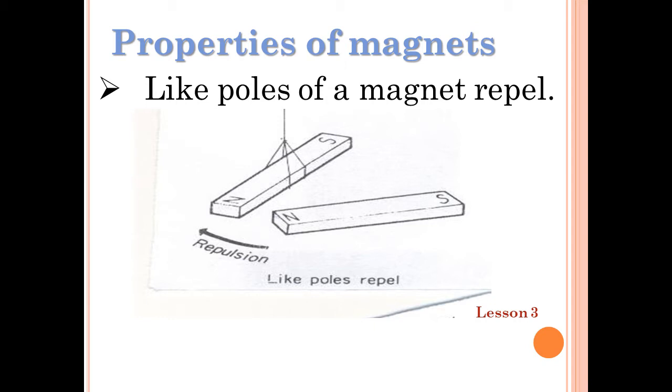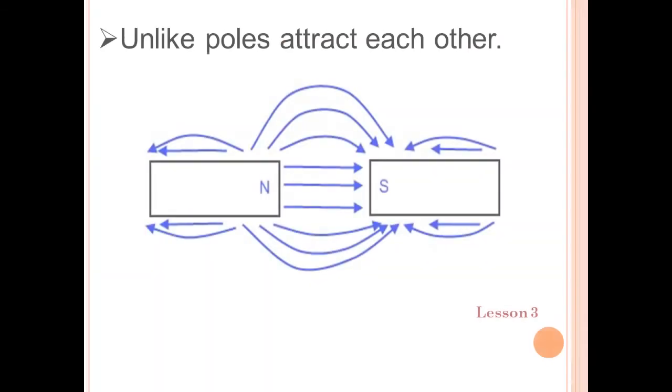So they will always repel, and that's why we are saying the first way magnets behave is they do not accept to come together once they are of the same poles. The second property is that when you bring poles which are unlike together, they will always accept to come together, and that is when we say that unlike poles attract each other.